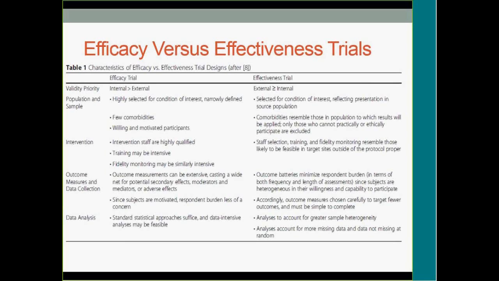We want to see how this intervention works in the real world. So people are selected for heart failure, but they can have other diseases. They're just your average heart failure patients who are, you know, obese, smoke, have diabetes, hypertension, other conditions. The staff selection that you use for these types of studies are typical people who are practicing and working in the community, and the outcome barriers are minimized. So quite a bit of a different approach to things.